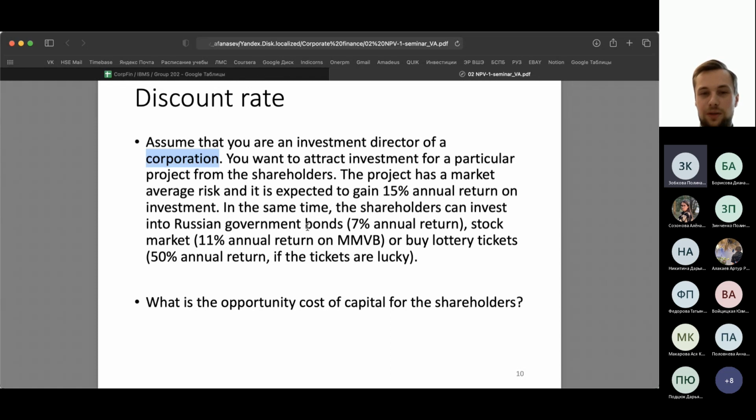In the case of Russian government bonds, you have 7% return, but a really low risk. So in this case, the discount rate is 11%. We should compare the expected return of the project with this annual return, not with the others, only with the return of investments with similar risk. Okay.